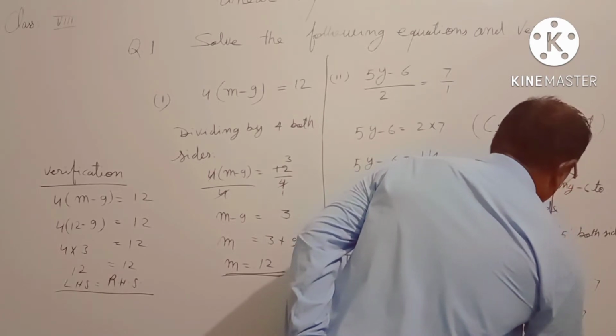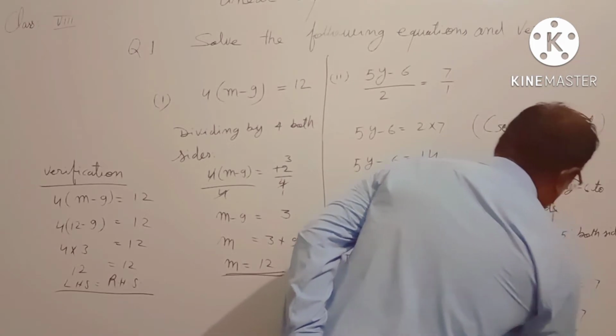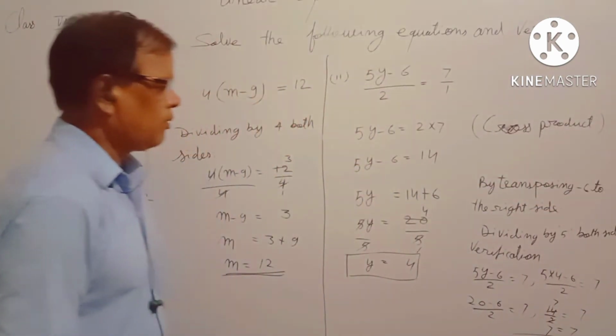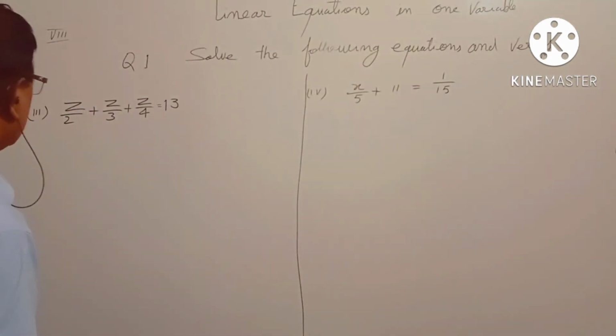Here 2 times 7 is 14, or we can write 7 equal to 7. This way we have verified. Now we are going to solve the next question, question number 3.